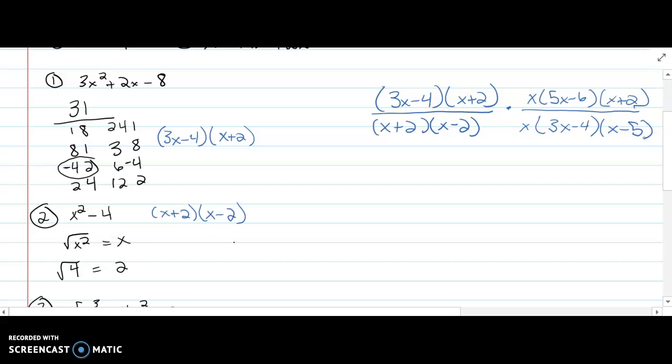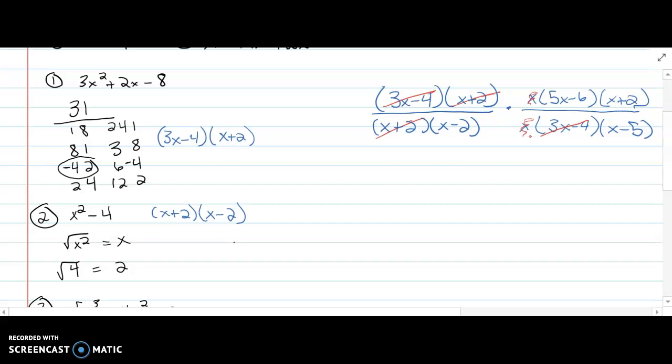Okay, now that everything's factored, now we look for things to cancel. Remember, I can only cancel things when one's on the numerator and one's on the denominator. So the first thing I see here is these 3x minus 4s can cancel. And these x plus 2s can cancel. Now, if you notice, I have 3 x plus 2s, but I can only cancel out a pair of them. I can only cancel out these, and I'm left over with that other one. Okay, then I notice these x's can cancel. So those cancel.